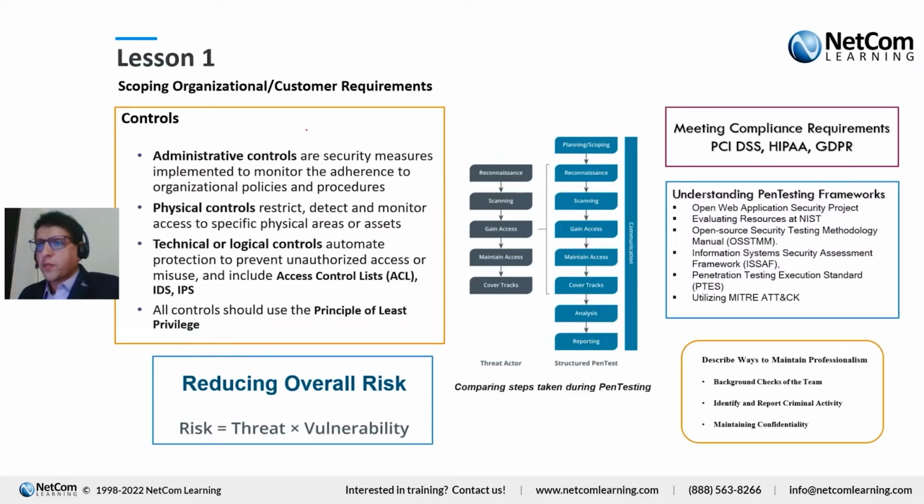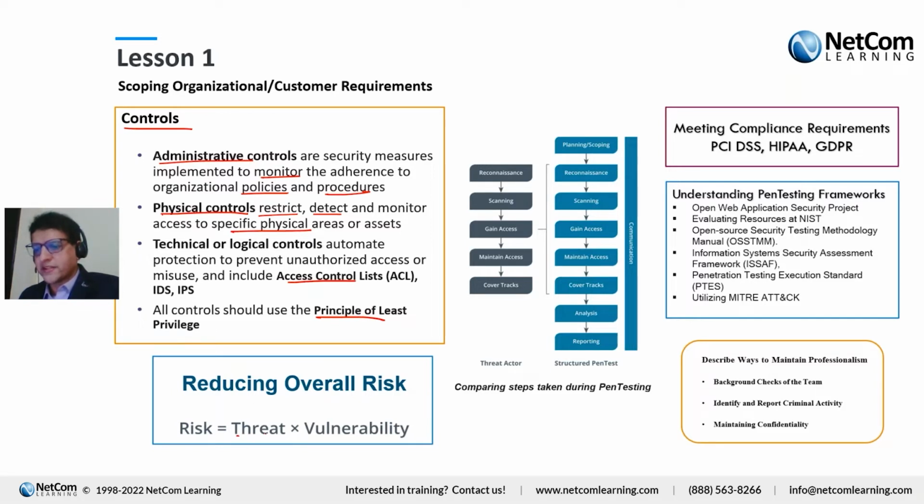If I talk about lesson 1, what we have in this lesson is that we're going to understand different controls. Controls are very important. We have already seen if there's a risk, you need to control that. So we have administrative controls, to monitor and adhere to organization policies and procedures which are set up by each organization, or physical controls which restrict, detect or monitor access to physical systems, physical areas or assets, or technical controls. These are like access control lists, IDS, IPS. All controls should use the principle of least privilege. That means you need to give as minimum privilege as possible.